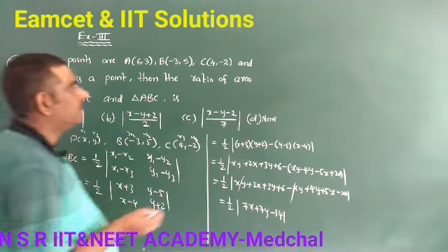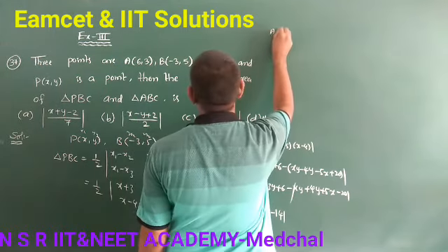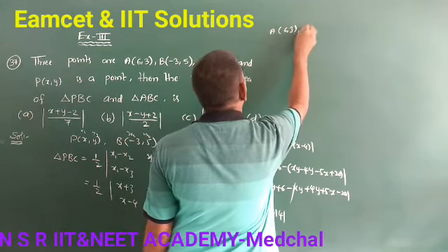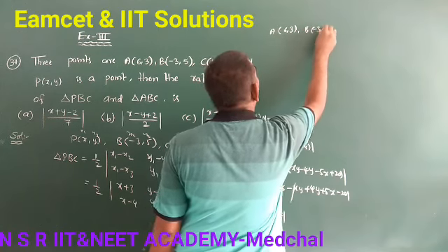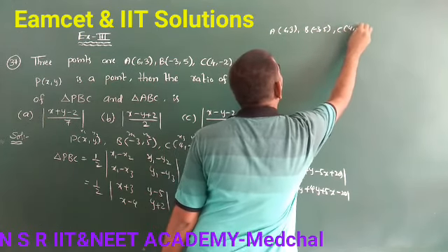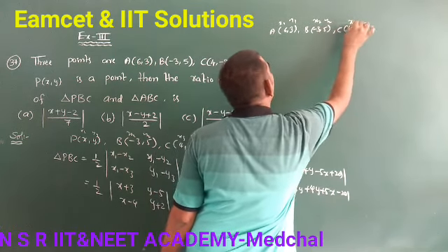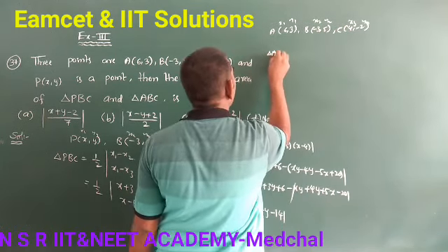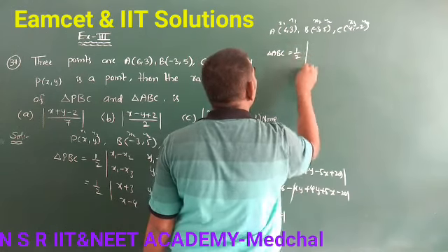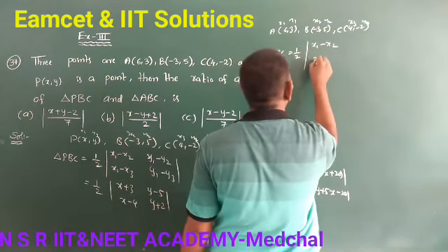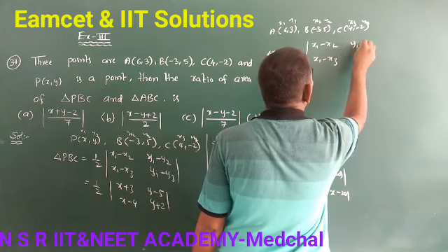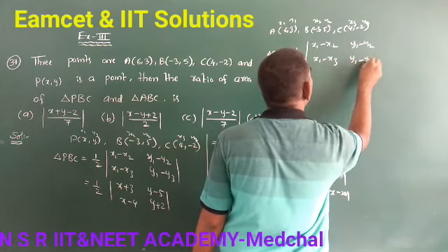Next, to find the area of triangle ABC. A is (6, 3), B is (-3, 5), C is (4, -2), as x1 y1, x2 y2, x3 y3. So area of triangle ABC equals half mod. Apply the same formula, x1 minus x2, and here also y1 minus y2, y1 minus y3.